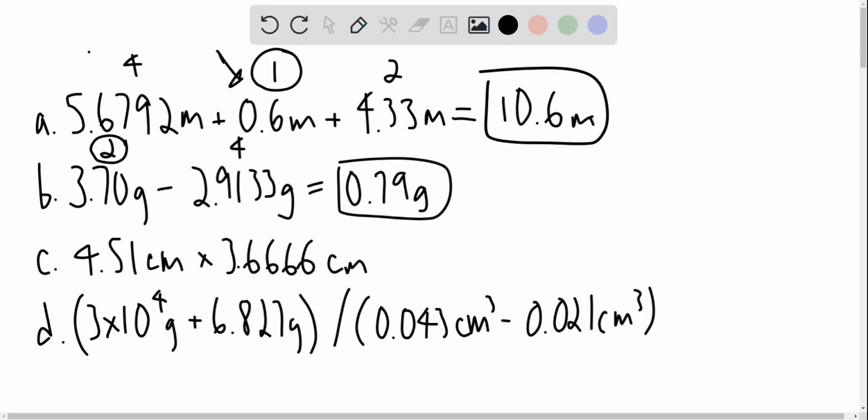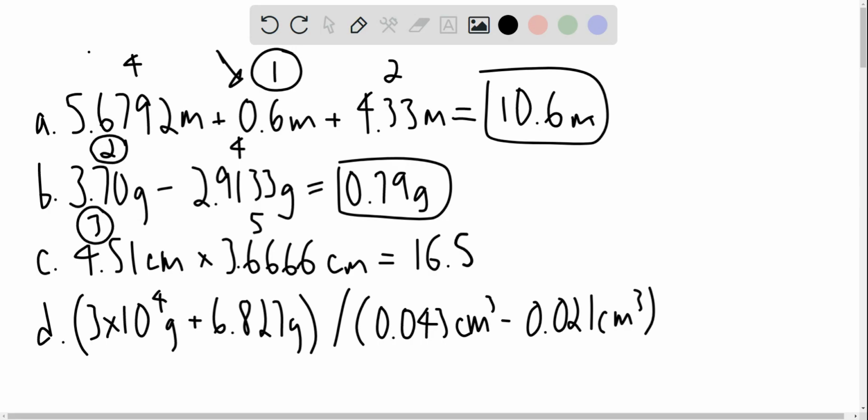Now for this third question here, it's multiplication. And as I said, the rule is different. You want to just count the total number of significant figures, not just after the decimal point. So this has 3 sig figs, and this is 5. And you're going to choose the one with less. You're going to choose 3. So your answer, you're going to round it to 3 sig figs. So 4.51 times 3.6666, you should get 16.536366. But you're going to round it to the 10th place, because then you'll get 16 point whatever, right? 16.5, because then there'll be 3 sig figs.